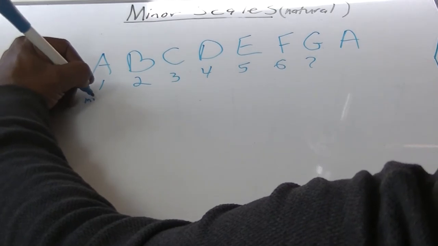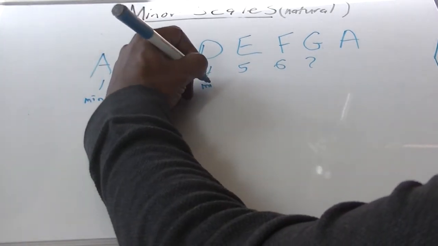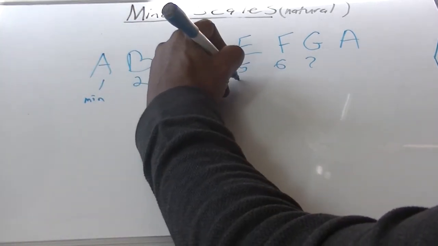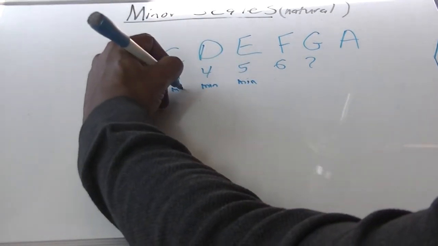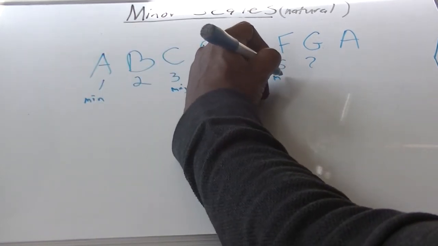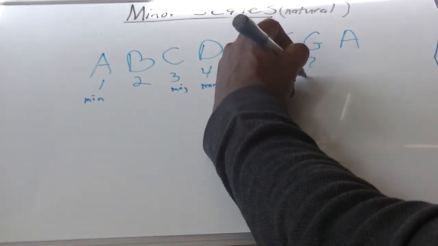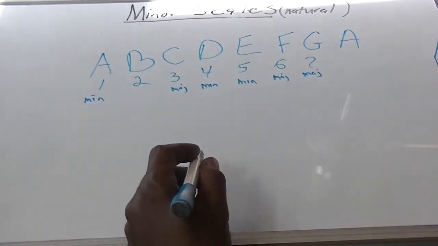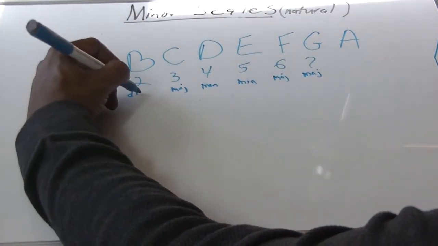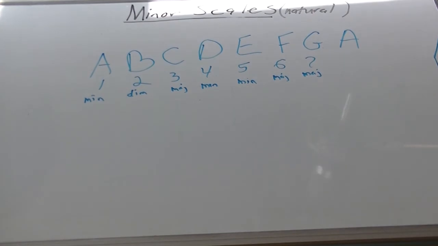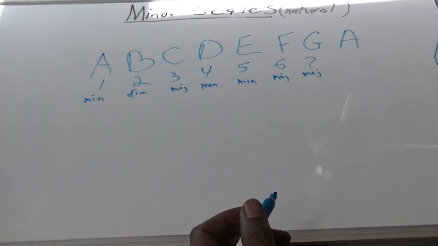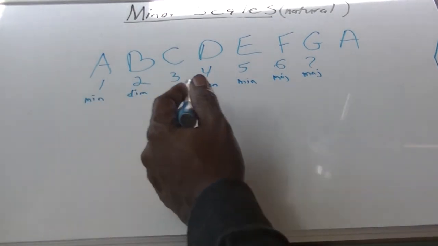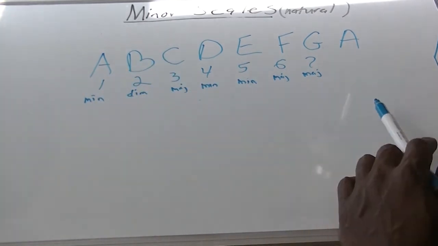The 1 chord is the minor chord, the 4 chord is minor, and the 5 chord is minor. And now the 3 chord, the 6 chord, and the 7 chord are the major chords, and 2 is the diminished chord. And of course, if we go with 4-note chords, the minor chords become minor 7th chords.